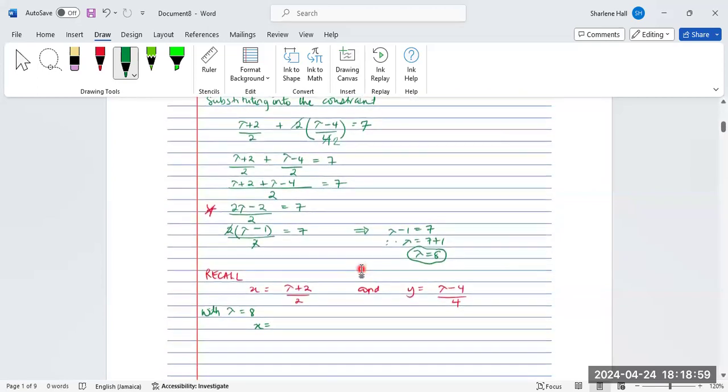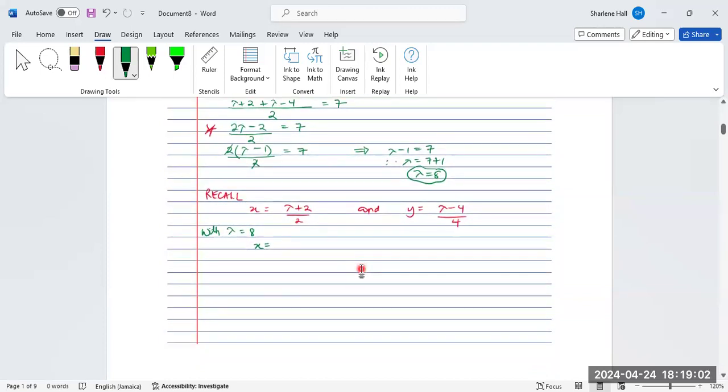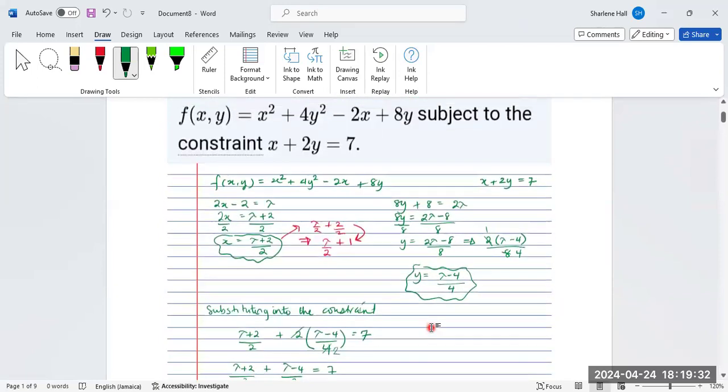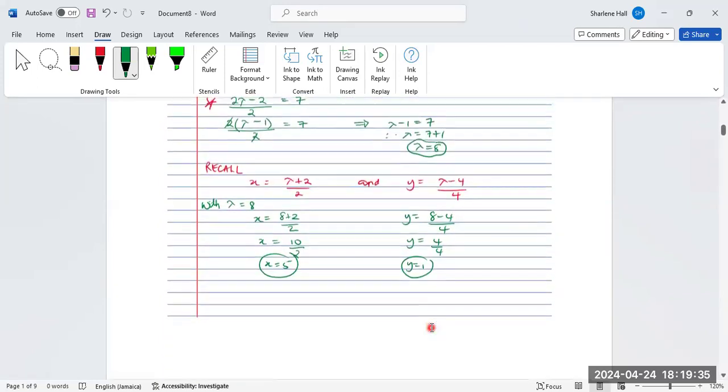So let us continue. So it makes it easier this way. So lambda is 8, so it's going to be (8 + 2)/2. 8 plus 2 is 10 over 2. So x is equal to 5. y is equal to (8 - 4)/4. 8 minus 4 is 4, divided by 4. y is equal to 1. So x equals 5 when y equals 1. You got that, Shamari? Yes, sir. x plus 2y equals 7.